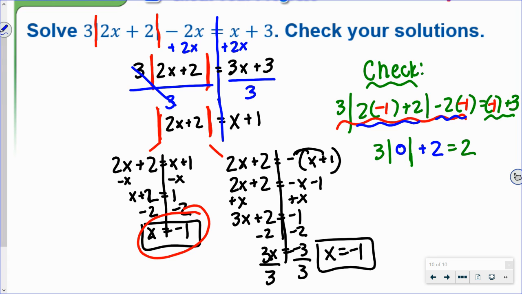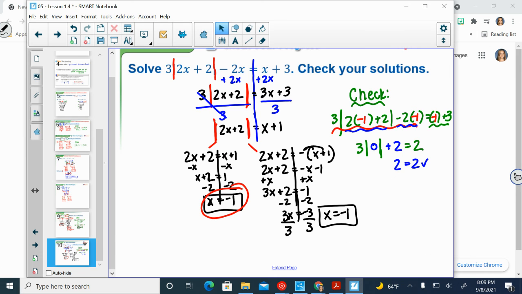The absolute value of 0 is 0. Times 3 is just going to be 0. So I end up getting 2 equals 2. So that solution of -1 works, and we have no extraneous solutions, just our one solution of -1. All right, that's a wrap on lesson 1.4, solving absolute value equations. Thanks for watching.